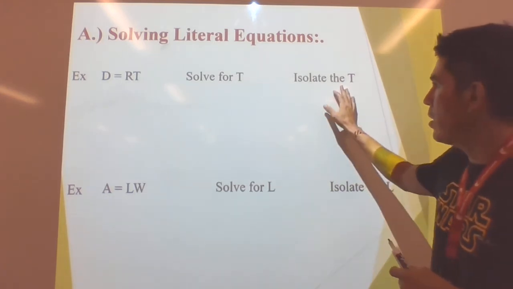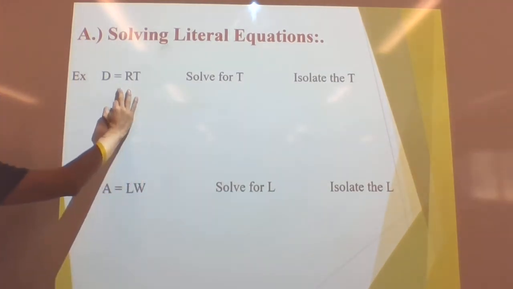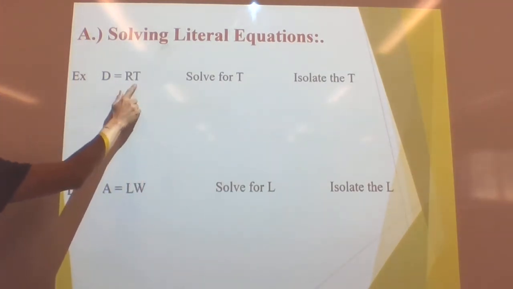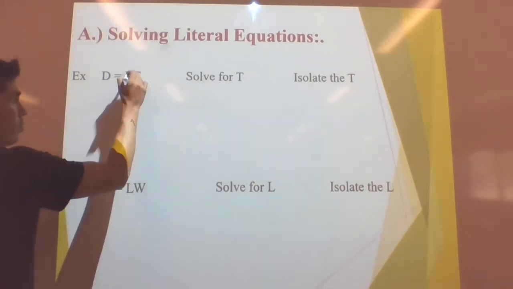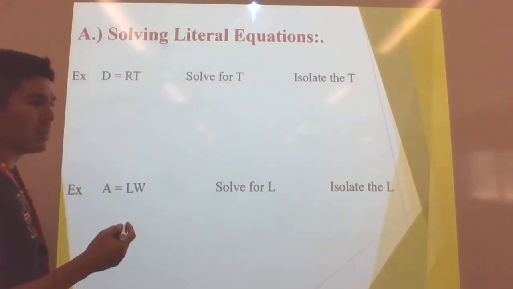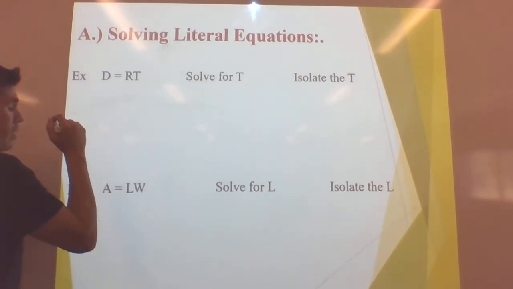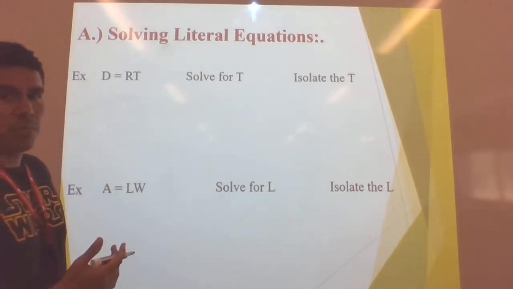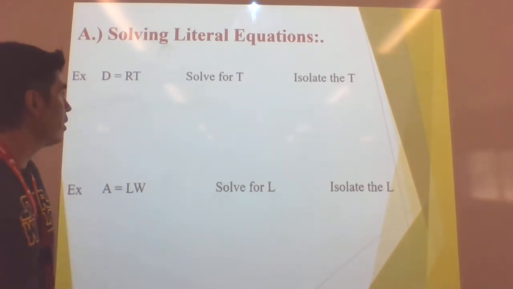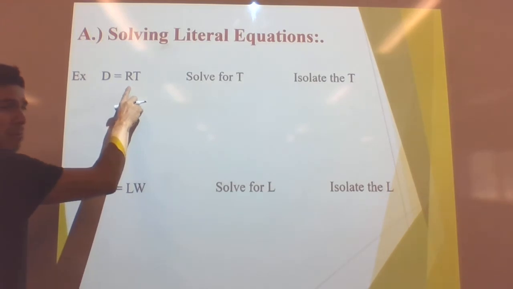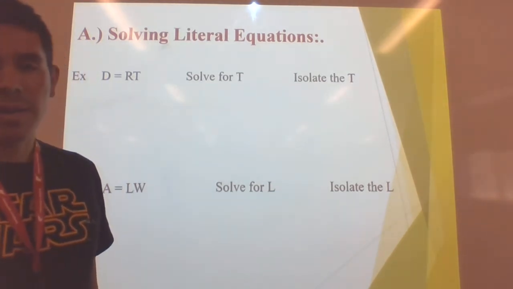Really what it means is we're isolating the t variable. If we look here, we have three variables. We have d equals r times t. Remember that whenever you see two letters in a row, that's multiplication. Okay? If we're trying to solve for t, again, we have to look at what's happening to my t variable. I'm multiplying t by something. What is that? In this case, it's r.